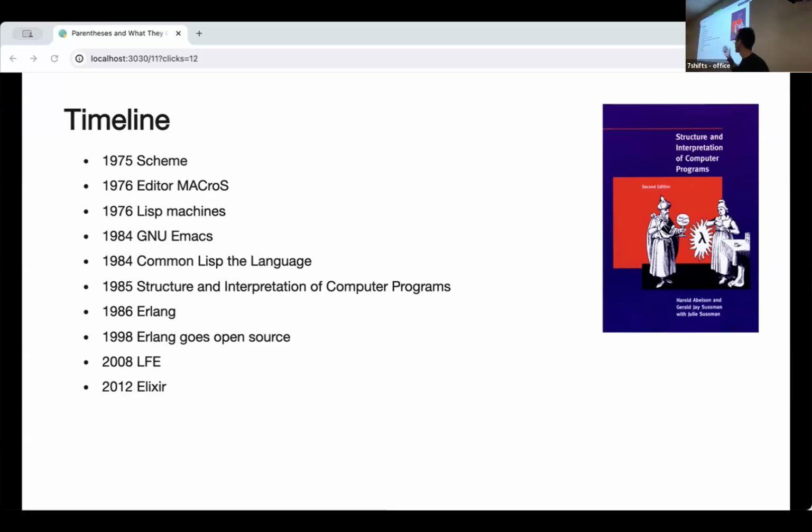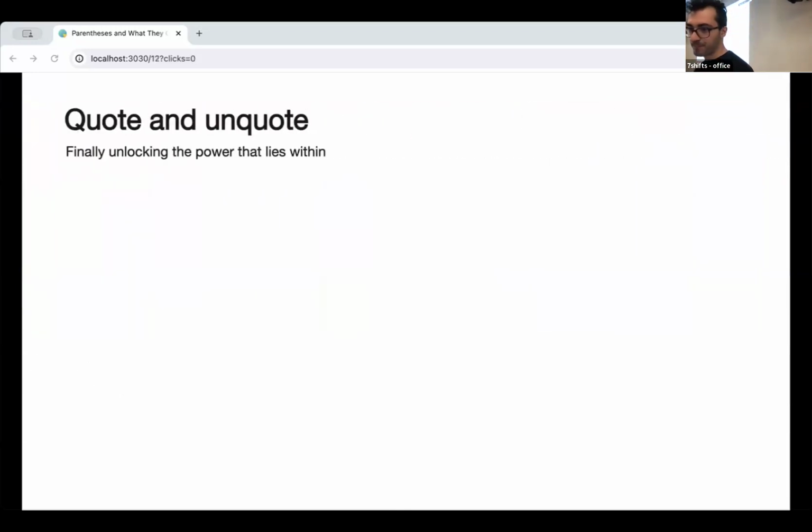As you can see, there's a lot of stuff happening in very quick succession, and it all feeds off of each other, right? Erlang would not exist if Lisp didn't exist, and so on and so forth. It just goes back. So let's return to Lisp, and let's talk about one of the really cool things about Lisp and why maybe we can draw some connections between Lisp and Elixir.